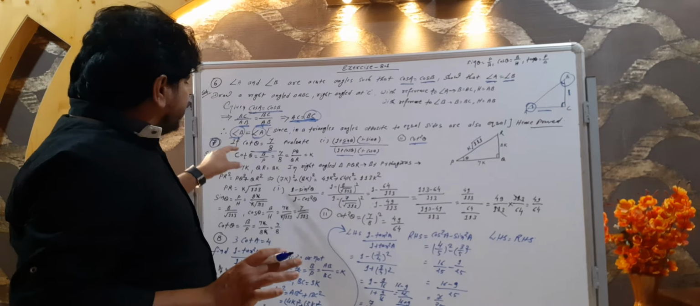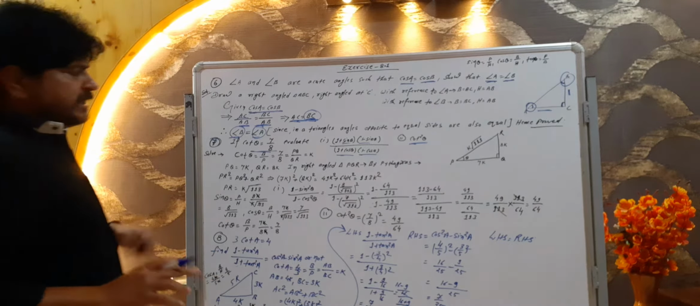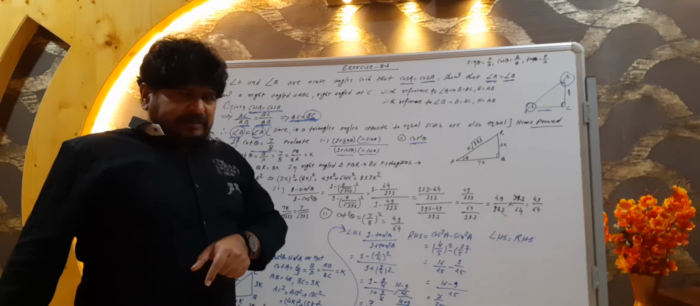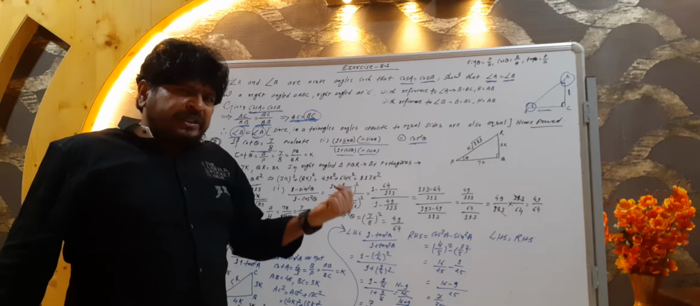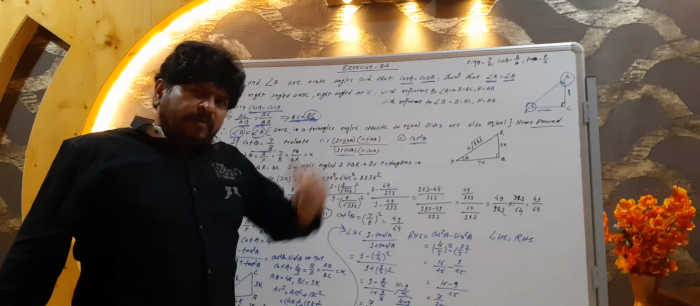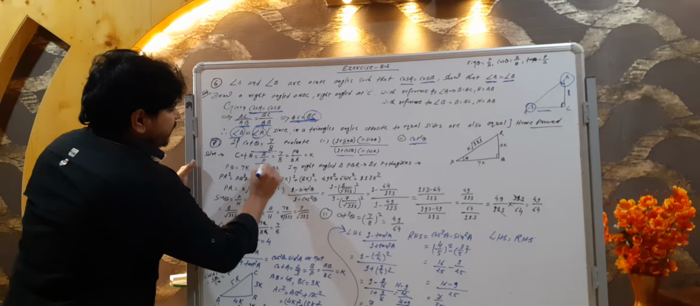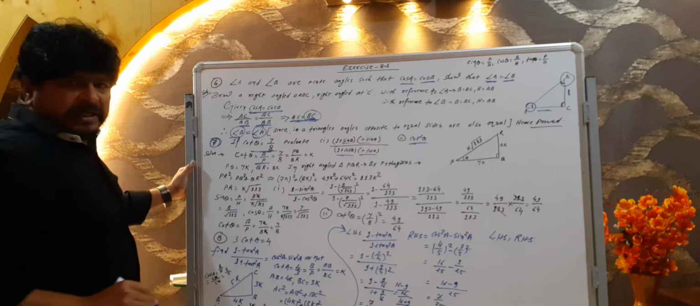We have to find out its value. No problem. What is given? Cot theta is equal to 7 upon 8. Cot theta is the opposite of tan theta, right? Tan theta is perpendicular upon base, so cot theta would be base upon perpendicular. Understood? Cot theta is equal to base upon perpendicular. It is given 7 upon 8.